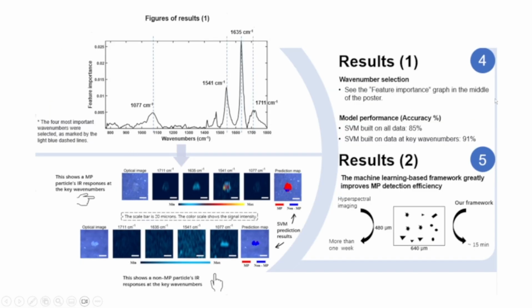Now let's look at the results. For the sample we used, the most important wave numbers are these 4 wave numbers, and by using these 4 wave numbers, we can identify which particle is MP and which is not MP because they respond very differently to infrared radiation at these 4 wave numbers. Here is an illustration of what I mean.